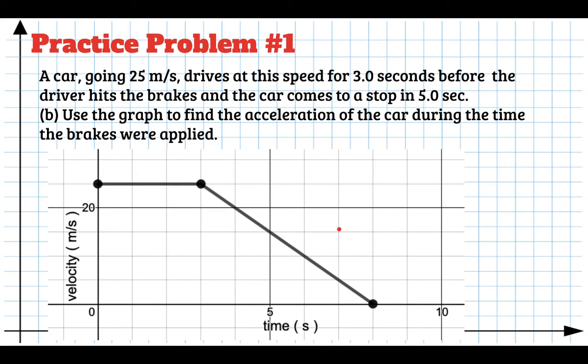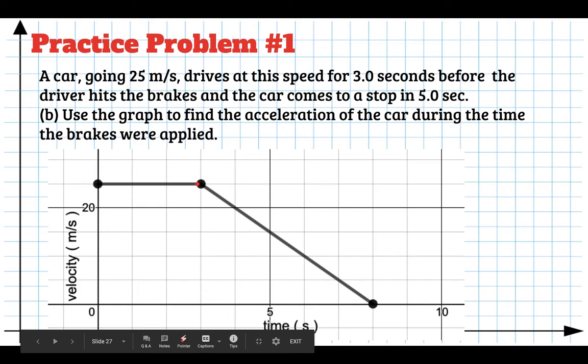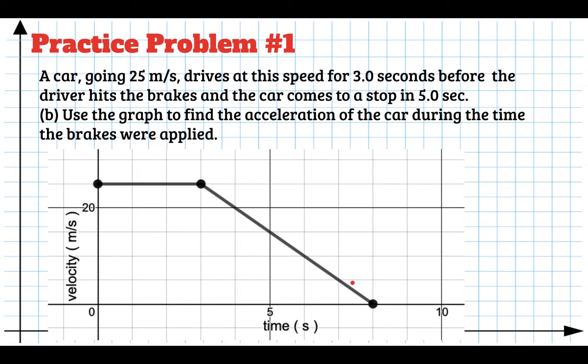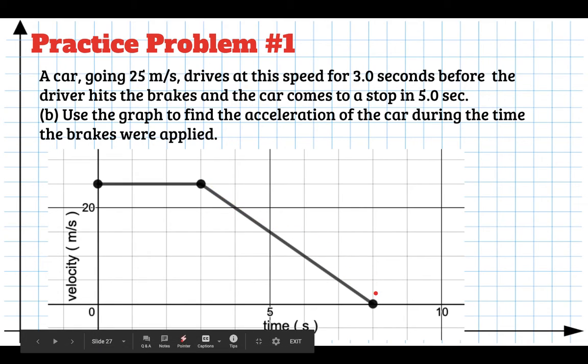So the second question says, use the graph to find the acceleration of the car during the time the brakes were applied. So the brakes were applied during this segment right here. So if you are looking at a graph of velocity versus time, how do you find the acceleration? Well, you're going to find the slope. So go ahead and pause the video and find the slope of this segment right here. That's the acceleration of the car while it's braking.